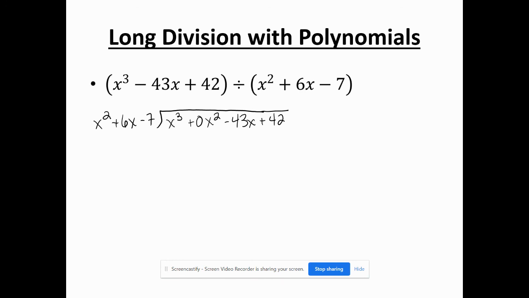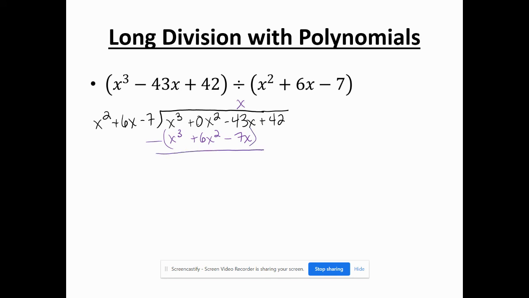So just like the binomial, it's really the 6x and the negative 7 aren't going to matter too much when I'm deciding what to put up here. I'm really focused on that x squared. So what times x squared gives me x to the third? Well, x. So x times x squared is x to the third. x times 6x is 6x squared. And x times negative 7 is negative 7x. All right, let's subtract.